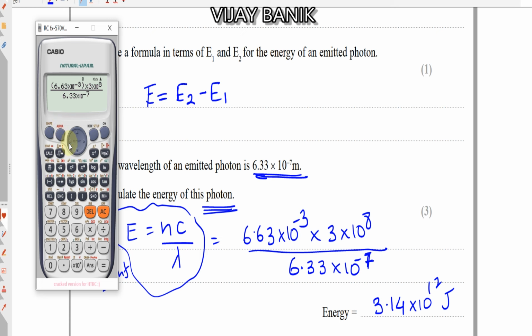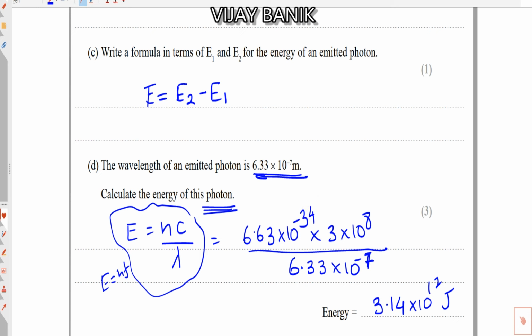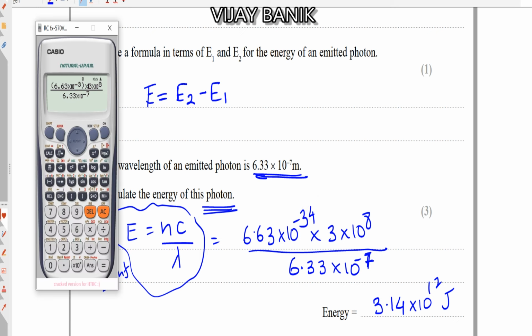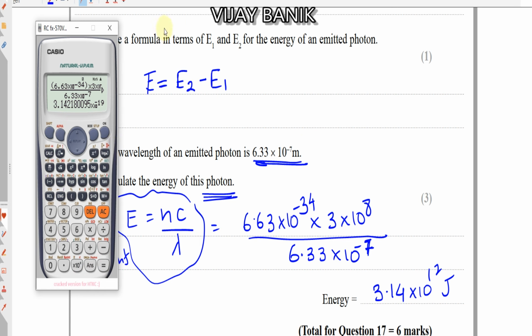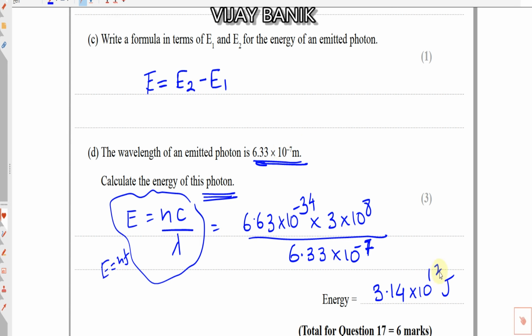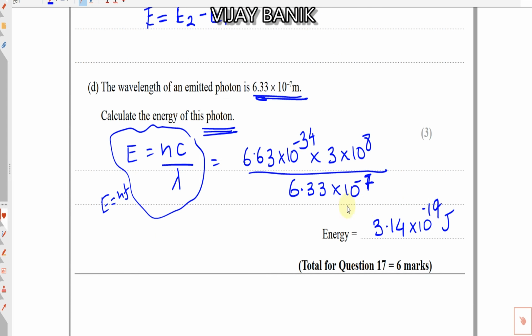6.63 10 raised to minus 34. So let me just give 6.63 10 raised to minus 34. Yeah, 3.14 10 raised to minus 19 is the answer. Okay, so this question is done as well. Now we will move on to the next question.